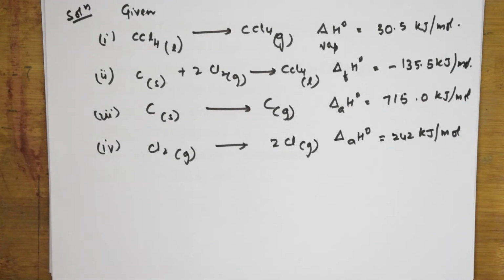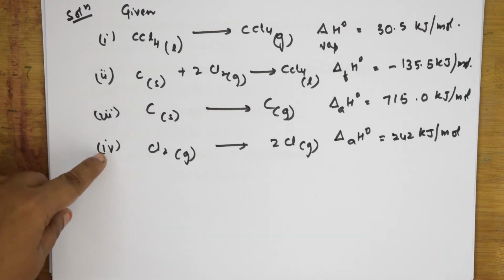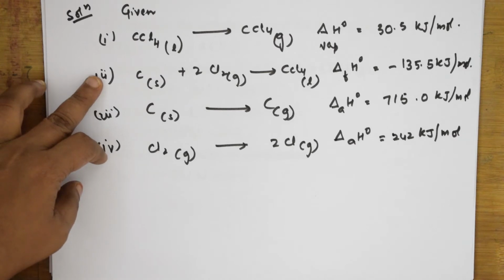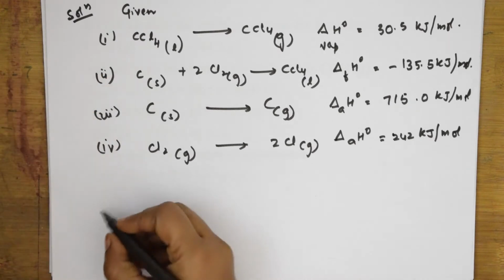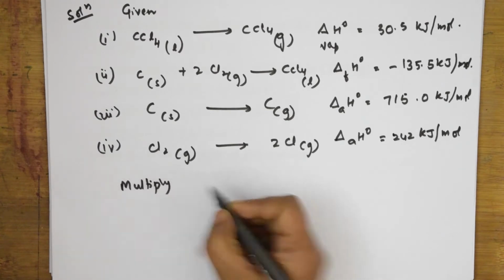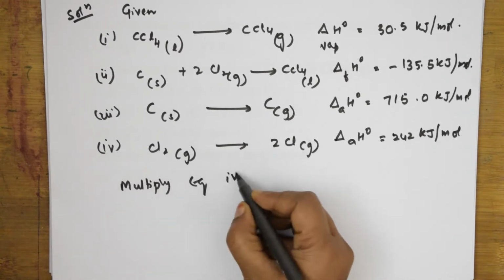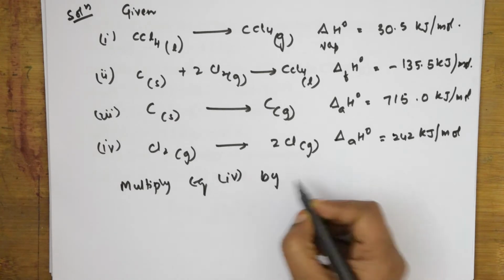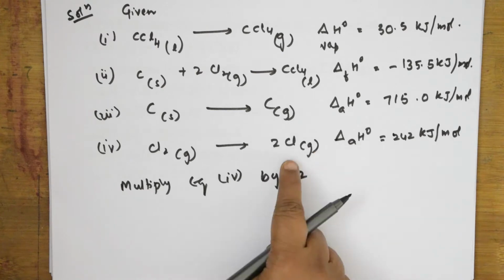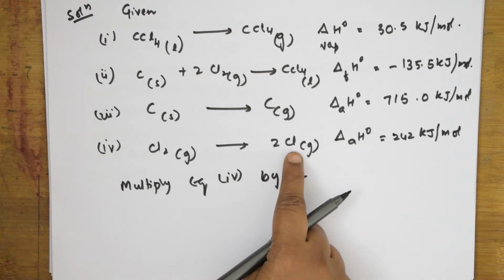Now what are we going to do? First we are going to multiply equation 4 by 2. Why? Because we need to find the enthalpy change for CCl4, according to the question. So first I'm going to multiply equation 4 by 2. When I multiply equation 4 by 2, I automatically get closer to the final thing.